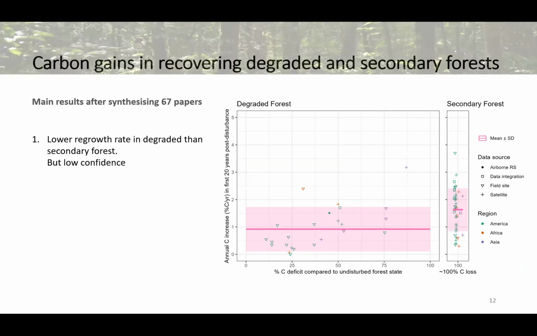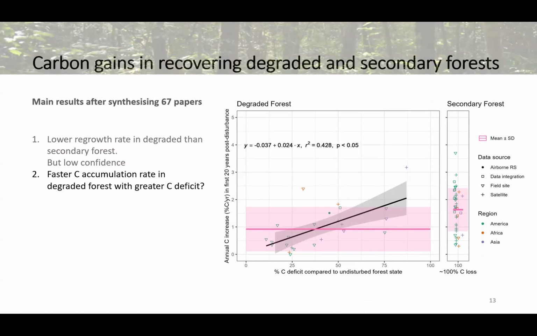Looking at the flip side, the carbon gains in recovering degraded forests. On the left, you can see the degraded forest. On the right, you can see secondary forest regrowth. Overall, looking at the mean, which is the pink horizontal line, we can see lower regrowth rates in degraded forests compared to secondary forests, but the confidence intervals are really overlapping in this.